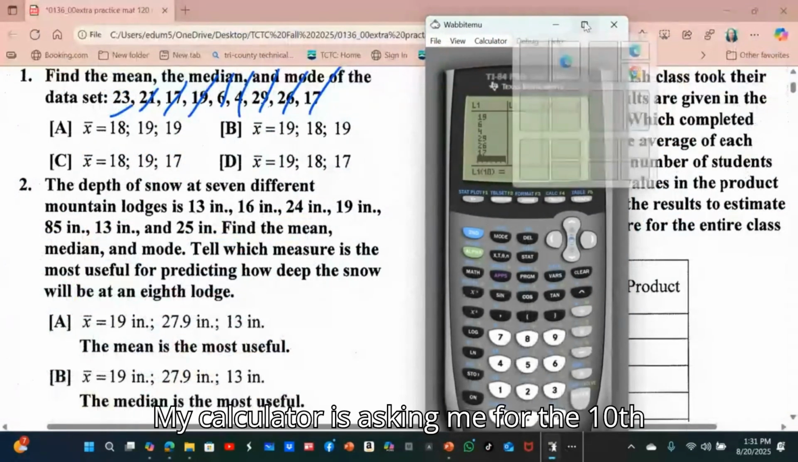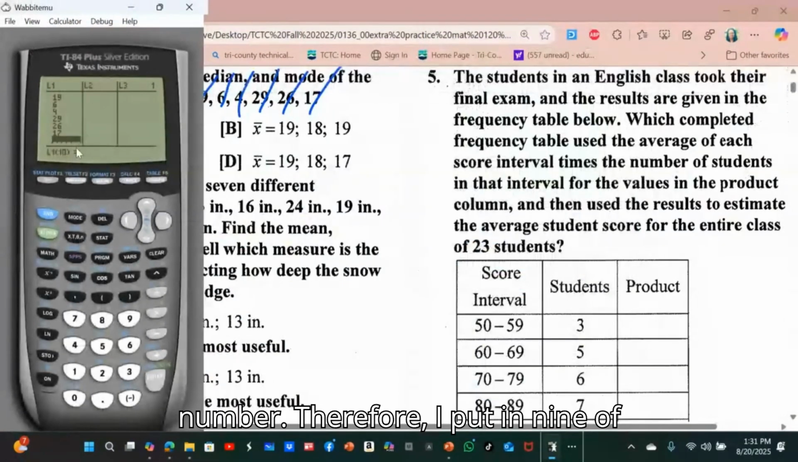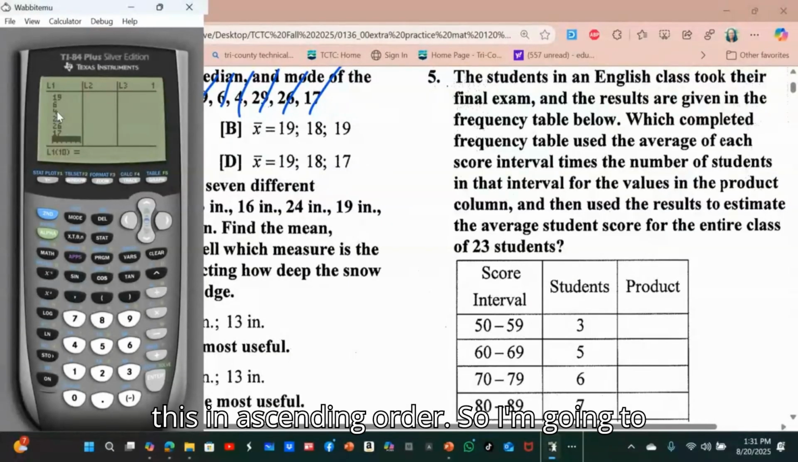So my calculator is asking me for the 10th number. Therefore, I put in 9 of them. But it's not in ascending order. So I want to ask my calculator to arrange this in ascending order.